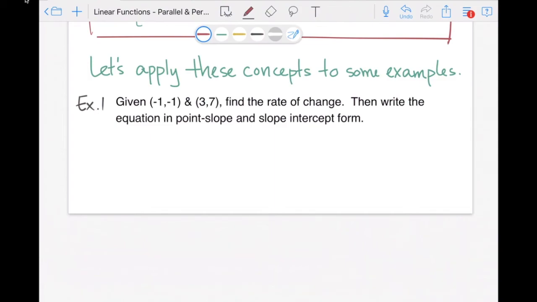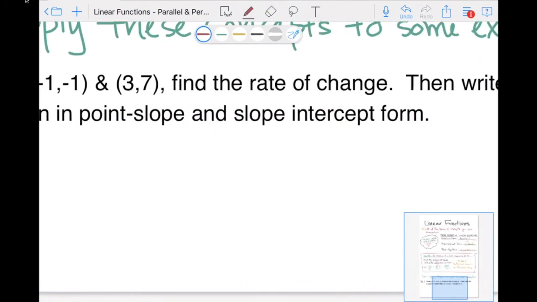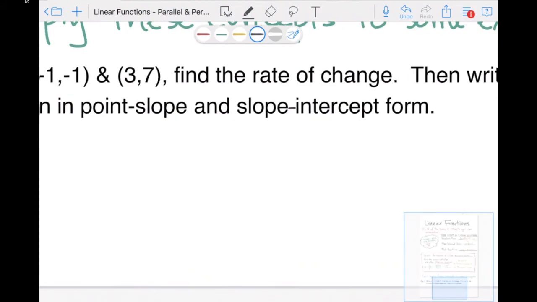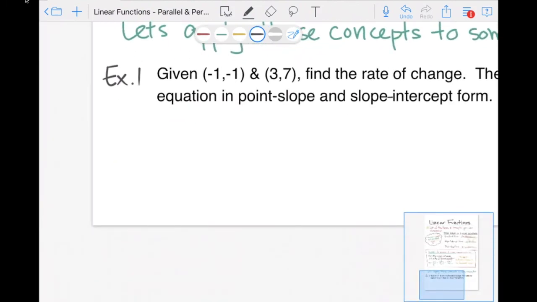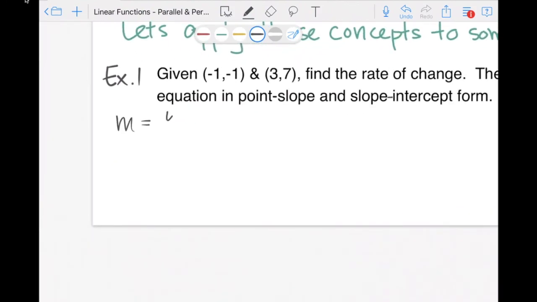So for example 1, it's asking you to find the rate of change if you're given 2 points, and then write the equation in both point slope and slope-intercept form. I'm going to go ahead and add a dash right there. So first, find the slope. So remember, slope is, we find the difference in the y's over the difference in the x's. Now, where do we get those numbers?